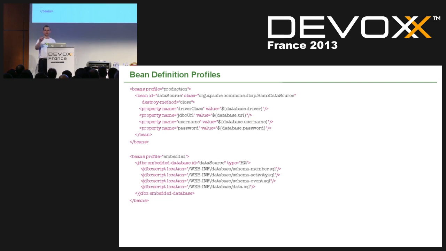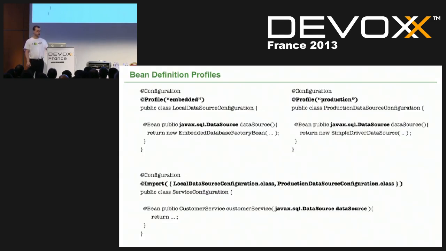I can activate the profile. I can say at runtime, this profile is active and thus all the beans inside the profile are active as well. I can have 10 beans or 1 bean or whatever inside a profile, okay? You can also do this in Java configuration. So here's an example of two different Java configuration classes.